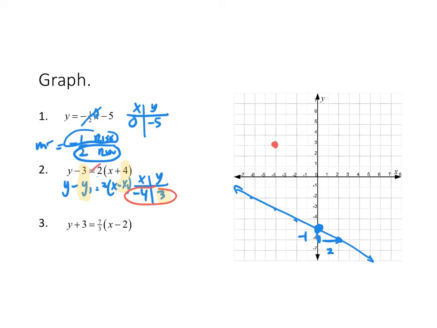And once again, I have a slope to deal with. I go up 2, rises 2. It's like 2 over 1. So rises 2, runs 1. So this is my graph.